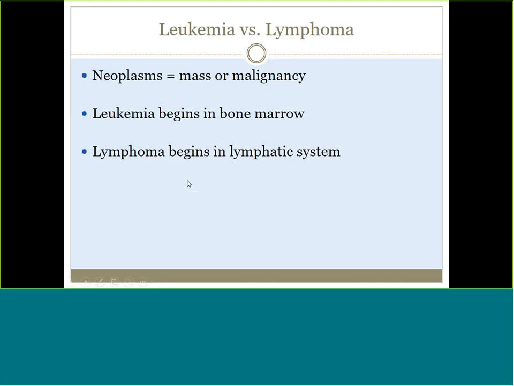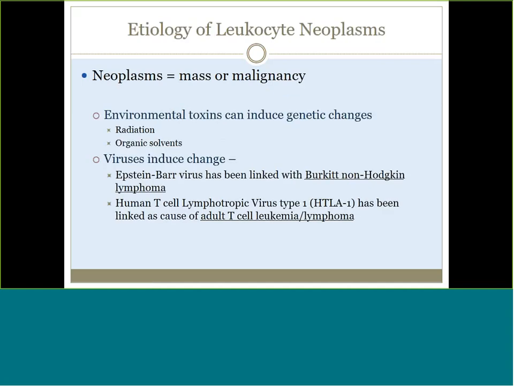So all that means is neoplasm is just a fancy word for malignancy. So leukemia, basically lymphomas. So the big difference is a leukemia is in the bone marrow and a lymphoma involves the lymphatic system. So the origination of where the disease starts is the difference between the two. So leukemia is bone marrow, lymphoma is your lymph system.